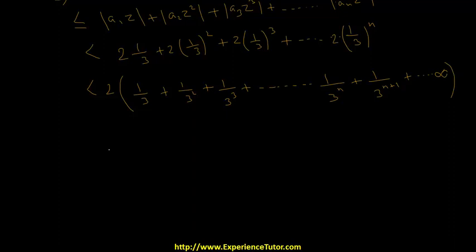Next, this can be written by applying the progression formula as 2 times 1 upon 3 upon 1 minus 1 by 3, which is equal to 2 by 3 upon 2 by 3, which is equal to 1, which implies that 1 is less than 1, which is not possible.